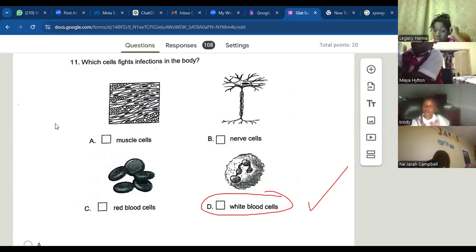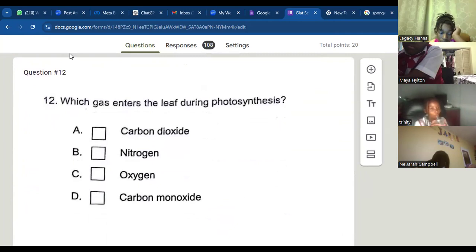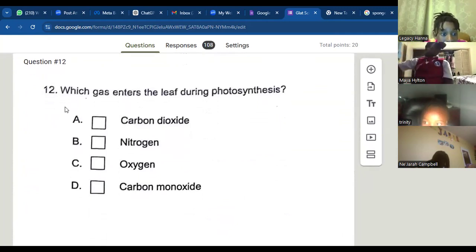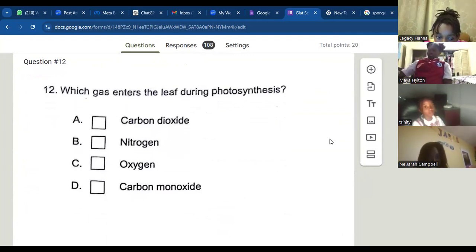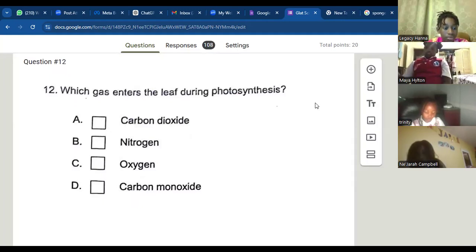Okay, moving right along. Let's move on to number 12. Everyone has already read before, right? Yes, sir. Okay, so go ahead, Legacy. Which gas enters the leaf during photosynthesis? A. Carbon dioxide. B. Nitrogen. C. Oxygen. D. Carbon monoxide.